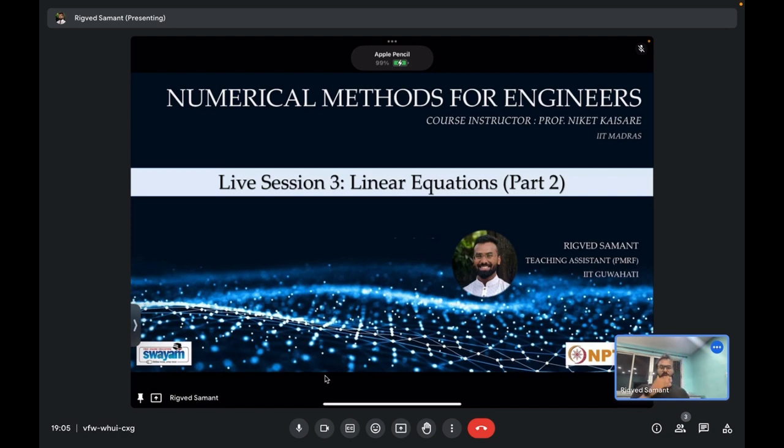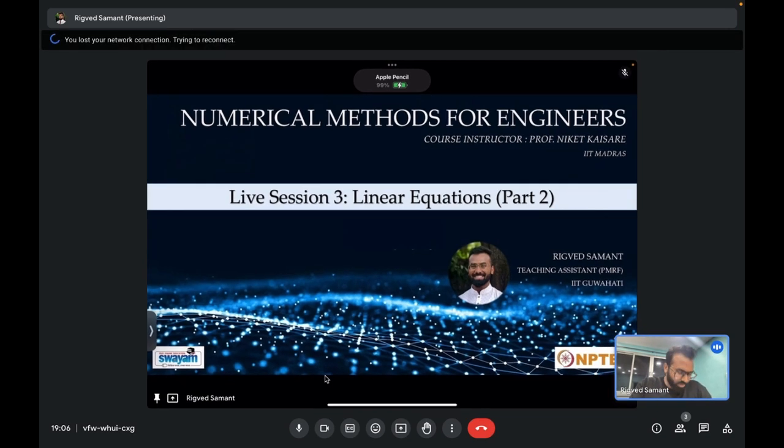I myself am Rigved Samant. I am a PhD student at IIT Guwahati, and I'm working in the field of lithium-ion batteries, studying their behavior and trying to predict the fault detection mechanism for lithium-ion failures. While doing that, I am using some mathematical models, and to solve those mathematical models, I'm basically using numerical techniques. So that knowledge would have been helpful for you pertaining to this course.